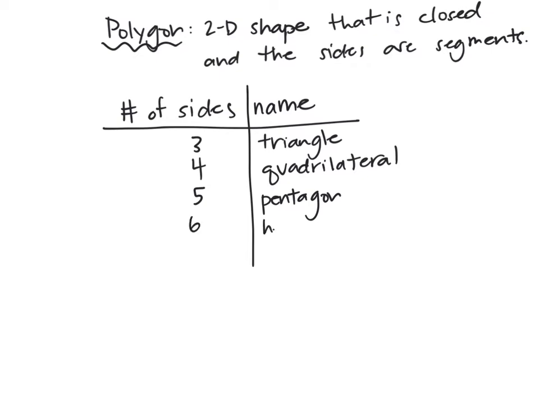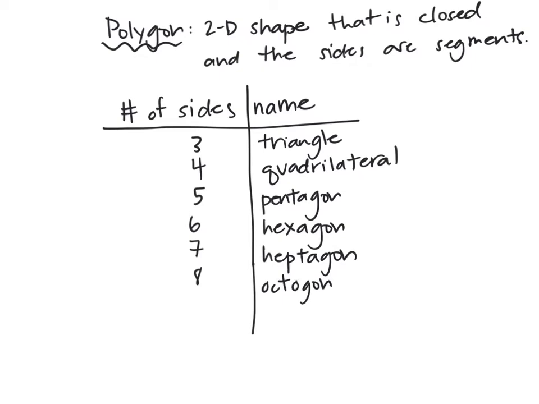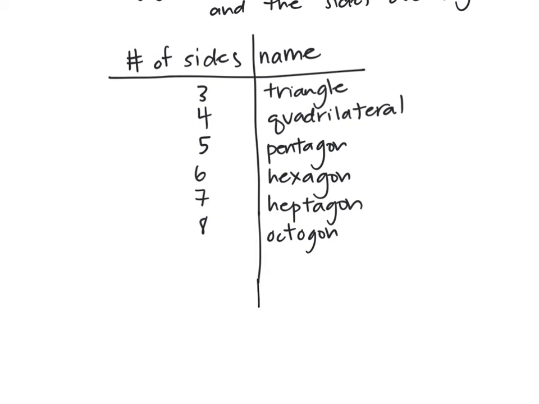6 sides is a hexagon. 7 is a heptagon. 8 is always easy. It's an octagon, easy to remember. And I'm going to go up to 10 just because these are the most common names. So 9 is a nonagon and 10 is a decagon. And then after 10, some of these do have names, but you certainly don't need to know these names and they won't come up very often.